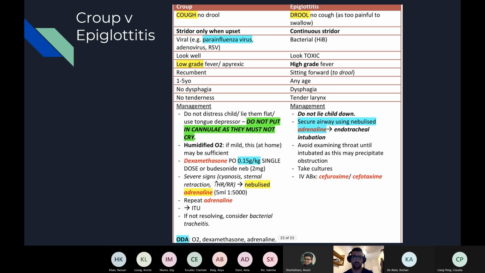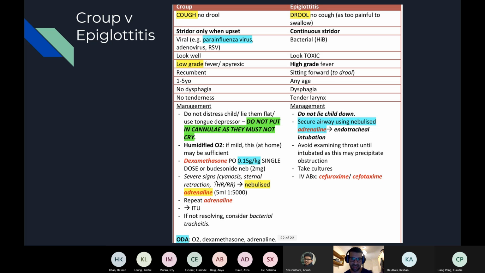So I made this slide, which compares the two. Cough, no drool, versus drool, no cough, is the thing I would take away from it. In epiglottitis, they're toxic, really ill, and they can't swallow. Do not lie the child down. Make sure the airway is secure by intubating, and don't examine the throat, as this may precipitate obstruction. They need IV antibiotics.